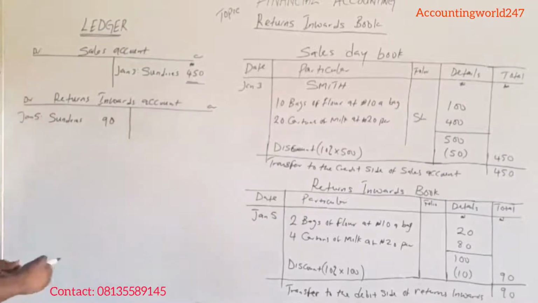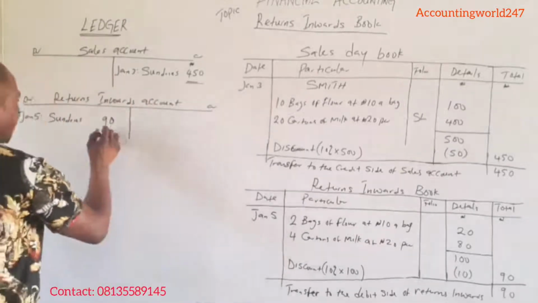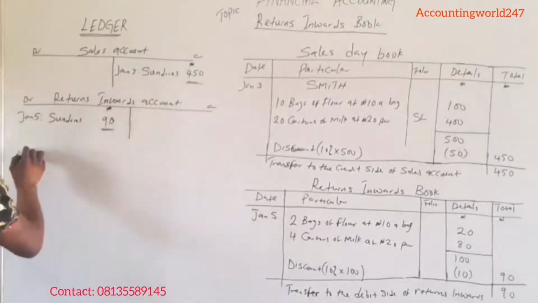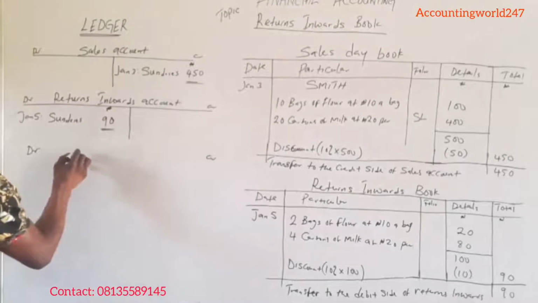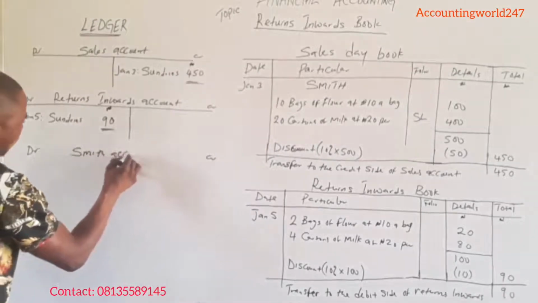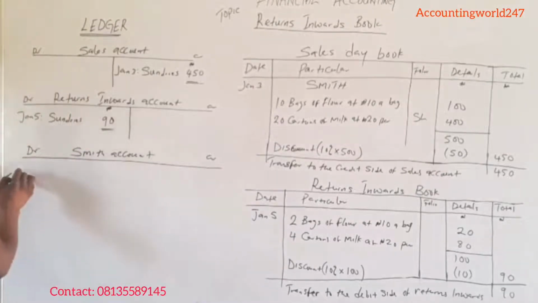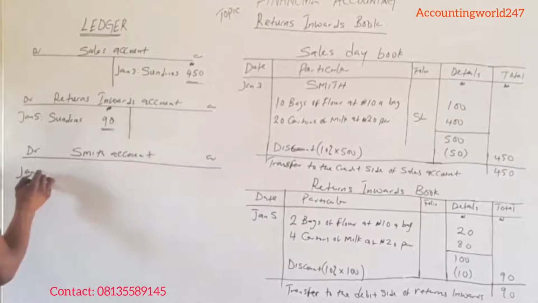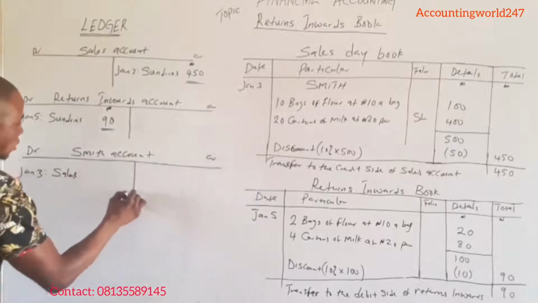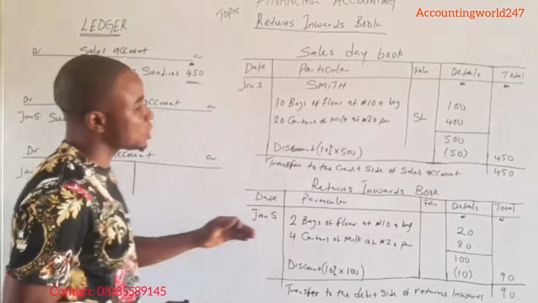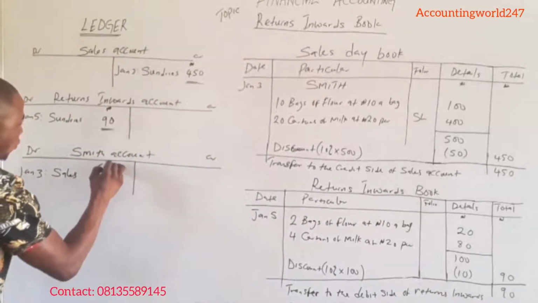Now, immediately, we are going to prepare the debtors account, which is the personal ledger. Having the debtors account, now we have debit side and the credit side. Our debtor here is Smith, so we're going to have Smith account. So we have the January 3rd. We sold goods to Smith, so we're going to have the sales. The value of sales is 450 naira, so 450 we recorded here.